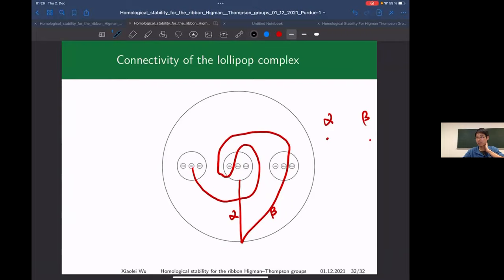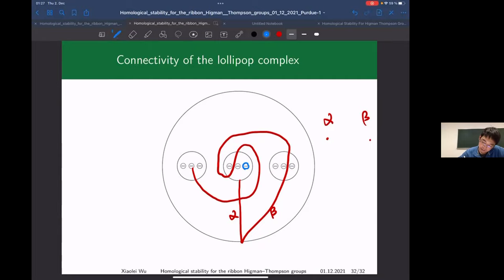So I saw there are some difficulties. The up part of beta going through the interior, the disk bounded by the loop part of alpha. So this thing makes me worry. So what I do is I found some admissible loop that lies inside this lollipop.